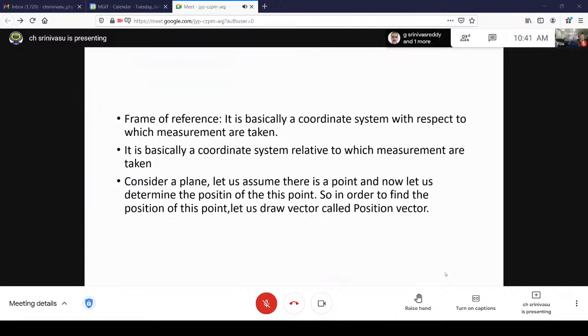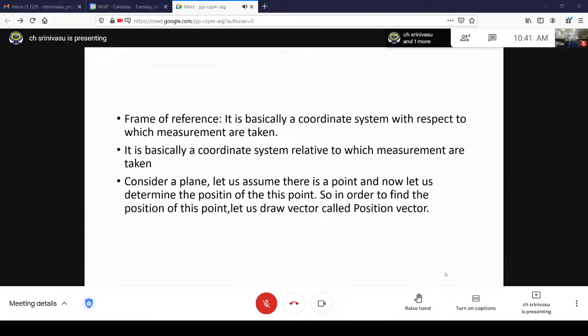Today we are going to discuss frame of reference. It is basically a coordinate system with respect to which measurements are taken. So it is a system related to which measurements are taken. Consider a plane. Let us determine the position of this point. In order to find the position of this point, let us draw a vector.